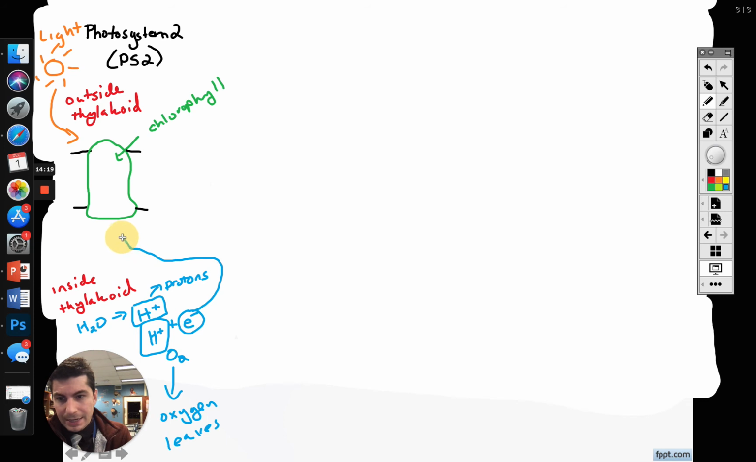The sunlight's going to hit it, and the electron's going to go toward the sun. It's going to get very excited. It's going to get fueled with a lot of energy from the sun, and it's actually going to come outside of the thylakoid. Electrons are very tiny. They're very easy to pass through everything. So the electron passes through all this chlorophyll because the chlorophyll absorbed the sunlight.